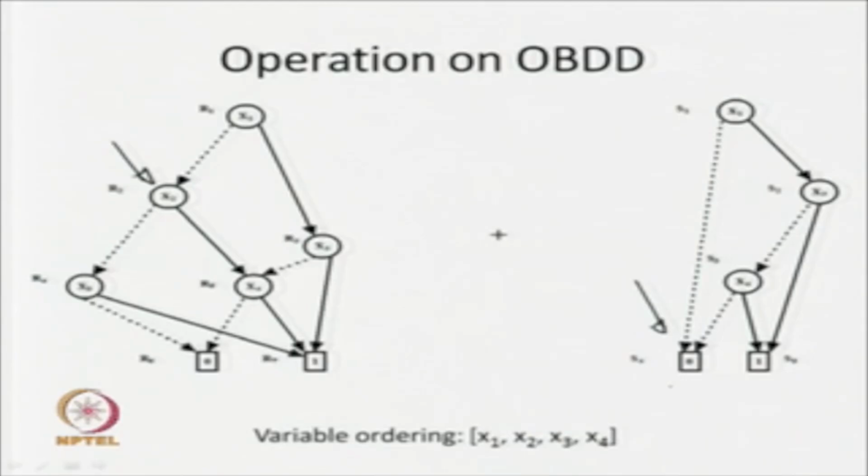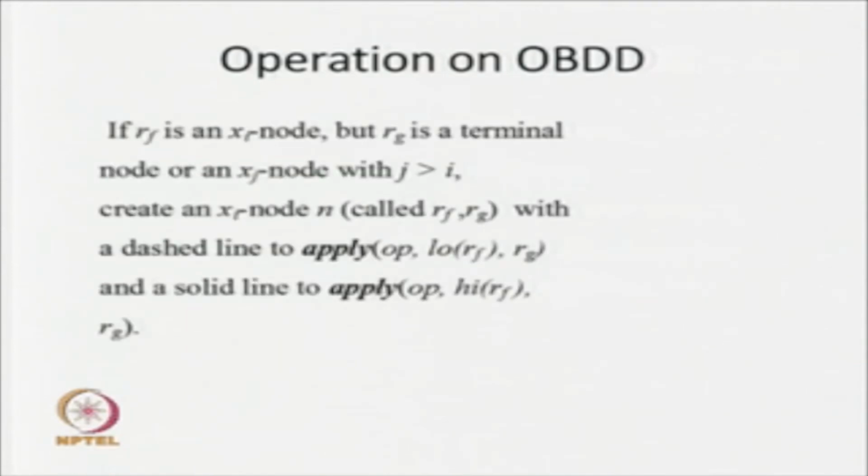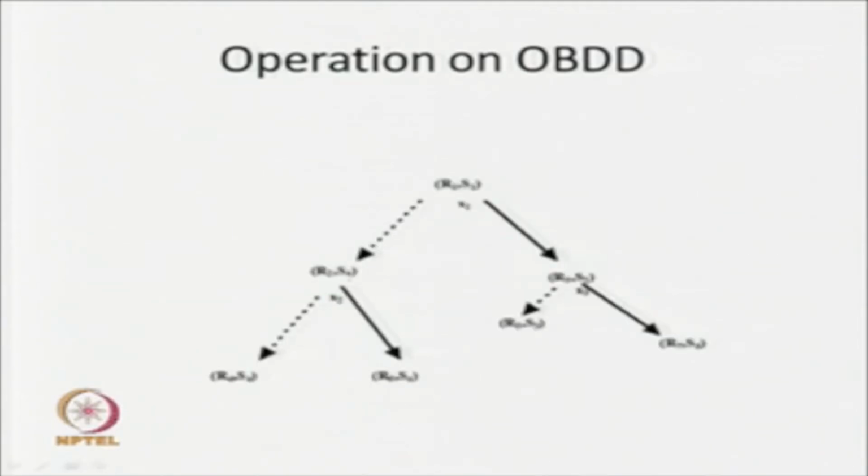So, in this particular case, what are we going to do? For the dashed line, we will follow the low of this one and it will remain as it is. For this psi 1, it will follow this structure and remain as it is. We are going to apply the rule we have already discussed: low of RF RG, high of RF RG. So, from R2 S4 we get R4 S4 and R5 S4.